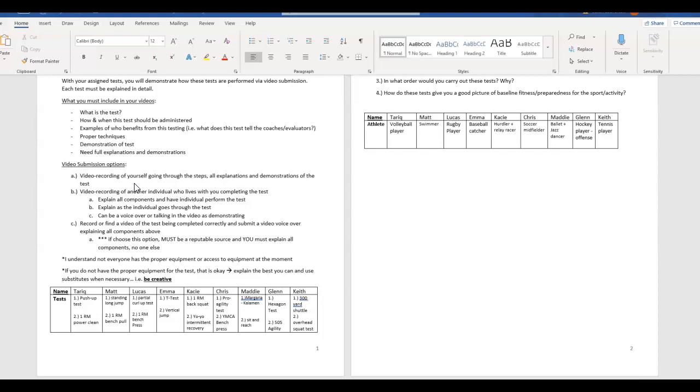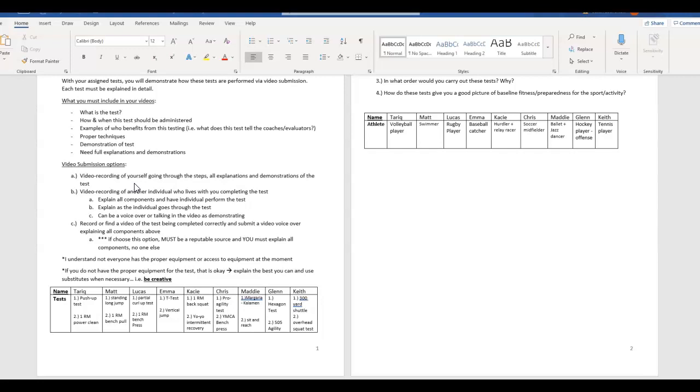So for example, let's say you don't have a squat rack, but what could you do? You could actually use a broomstick to say this would be the bar and weight would be added on the bar, and explain it. So this is your chance to be creative during this assignment. I'm not going to penalize you for creativity or for lack of having equipment, but just be creative with it.